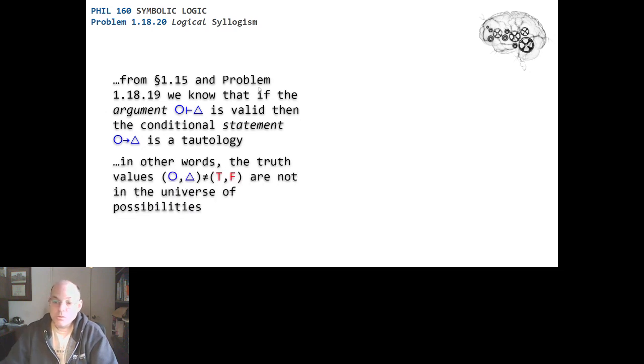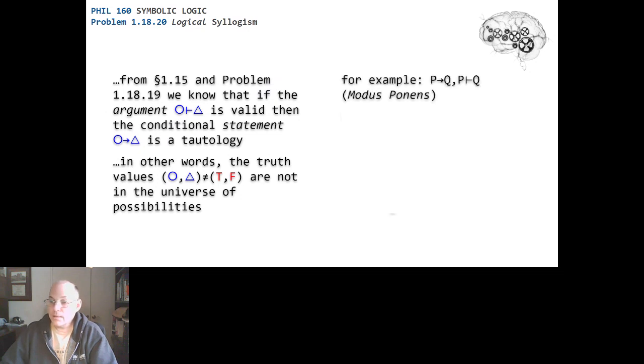In other words, the truth values for circle and triangle can never be true and false. So you can never have circle true and triangle false at the same time. It's just not within the realm of possibility. It doesn't exist in this universe for whatever reason.